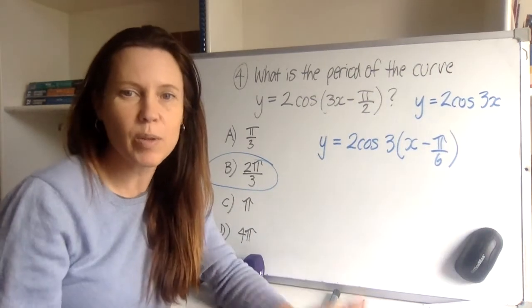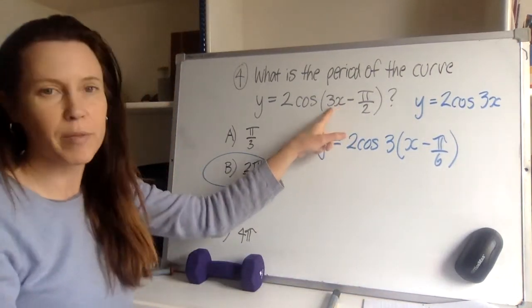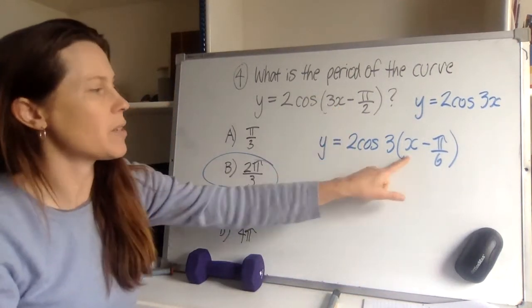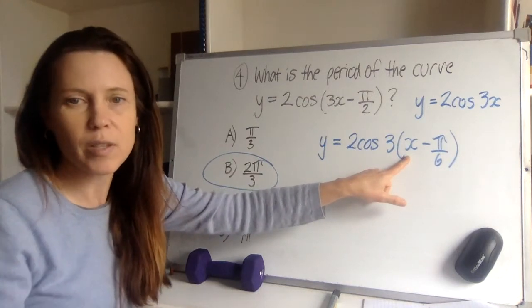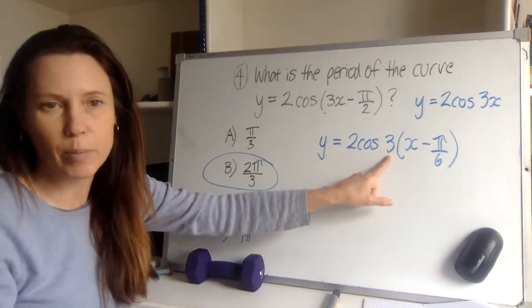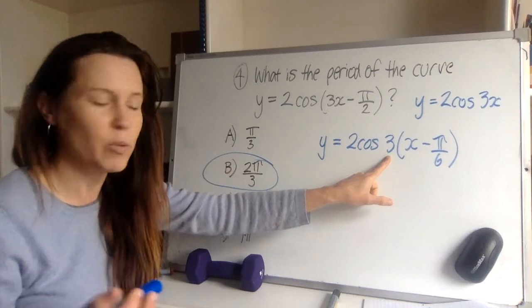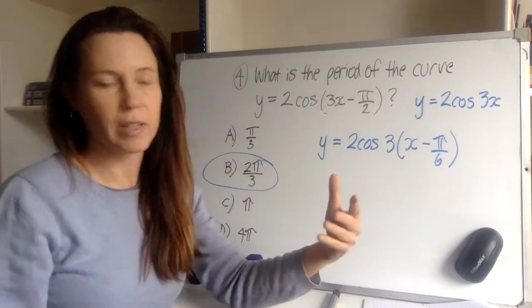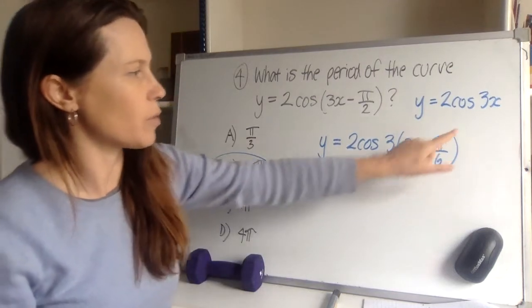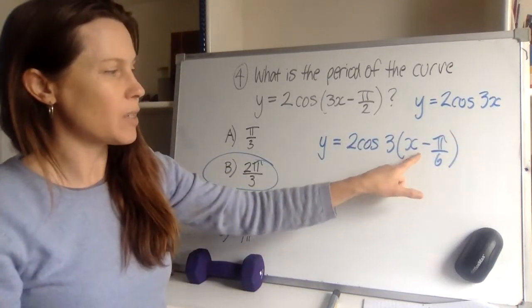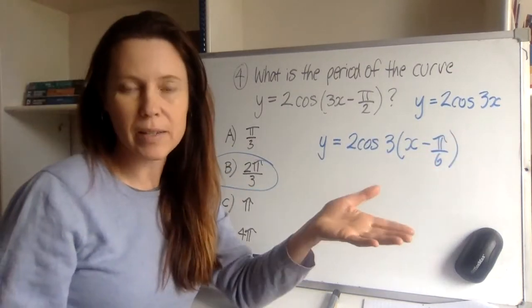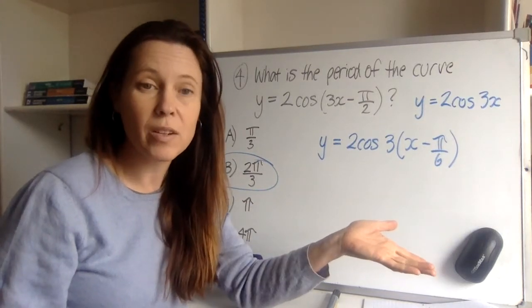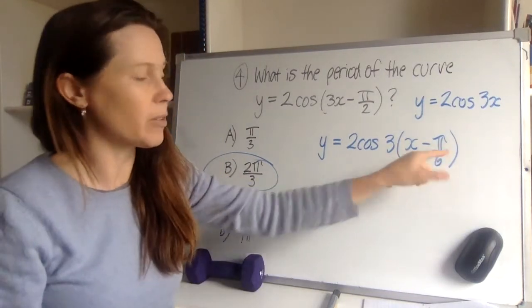And that means that you have to separate this x from the 3 that's with it. And you can do that very simply by factorising. This way you can see that the 3 is the number that's going to affect the period, and that will give it the period of 2 pi on 3. But after that, you can clearly see that this curve compared to this one has the x being replaced with x minus pi on 6. And that's going to move it to the right, pi on 6 units.